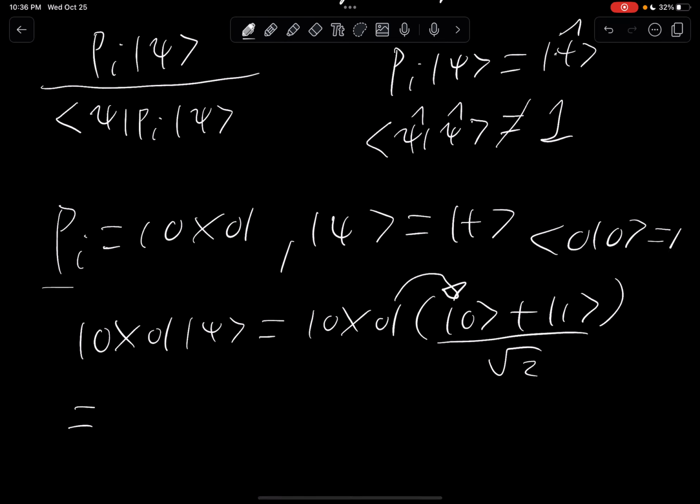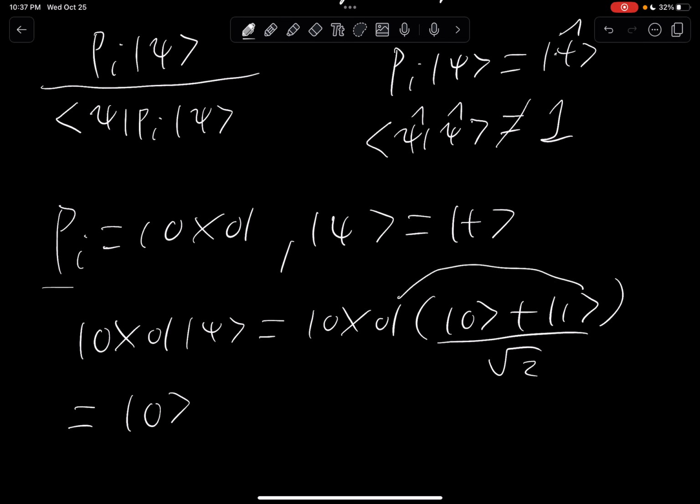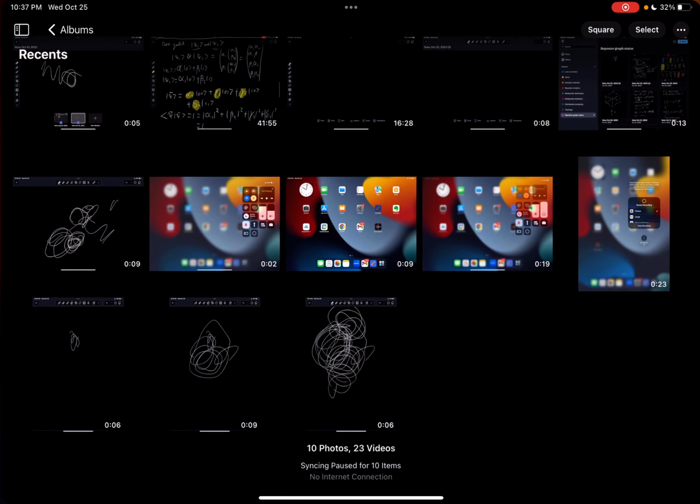But we know this is equal to 1. Okay, so the first part will just give us 0. And then we apply the bra 0 to this guy here, but that will be 0, right? Because we have that ⟨0|1⟩ is 0. So we end up with this.